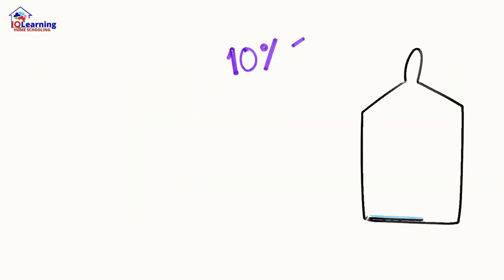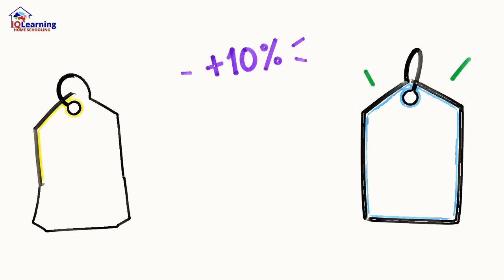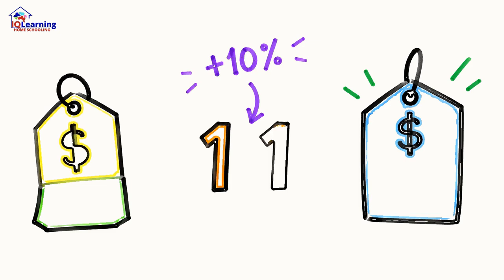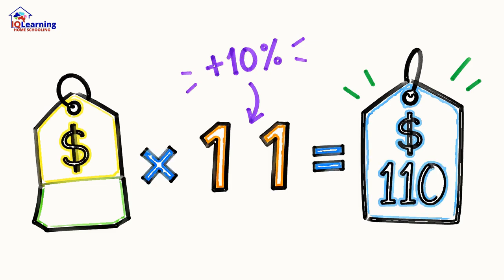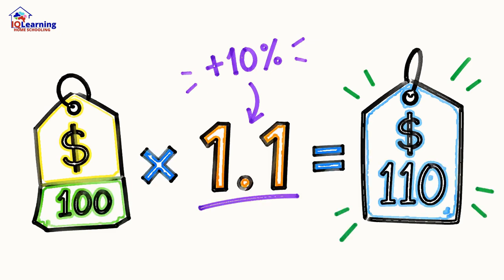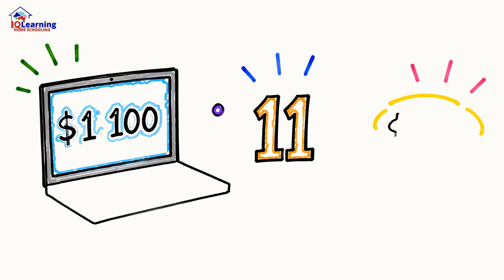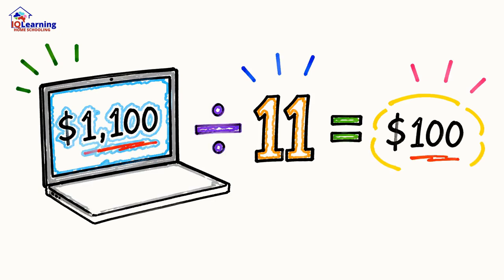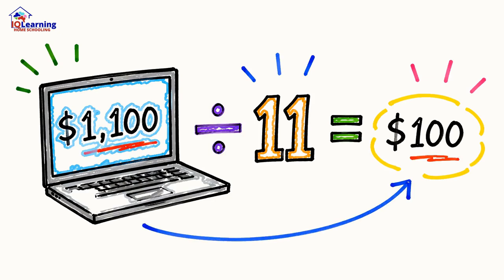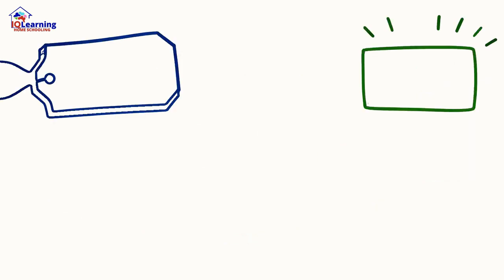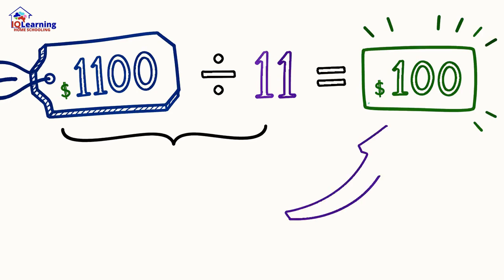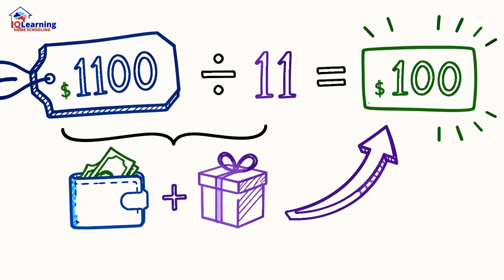The final layer, at least in Australia, is the Goods and Services Tax, or GST. It's a clean 10%. To add it, you just multiply the price by 1.1. But the real trick is finding the tax already baked into a price. Want to know how much GST is in an $1,100 laptop? Just divide by 11. That's it. You get $100 in tax, meaning the original price was $1,000. This simple rule works every time.